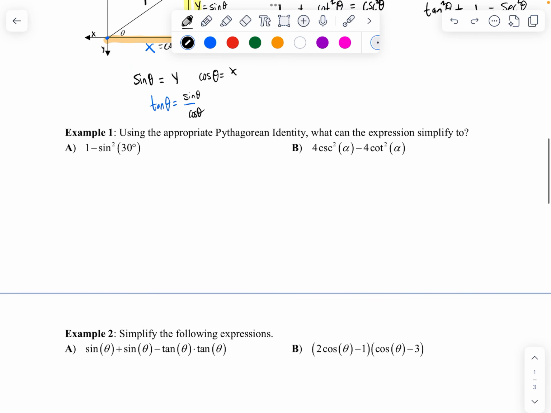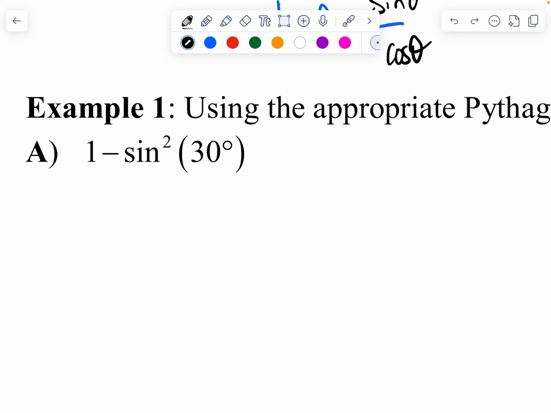So, kind of using those in action. We have: use the appropriate Pythagorean identity, and asking what can this simplify to. The biggest thing to keep in mind here is that these are not equations, they are expressions, meaning that you can't move the one or move the sign or anything else. You can't do anything with it.